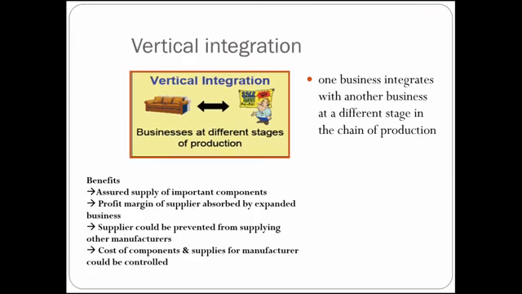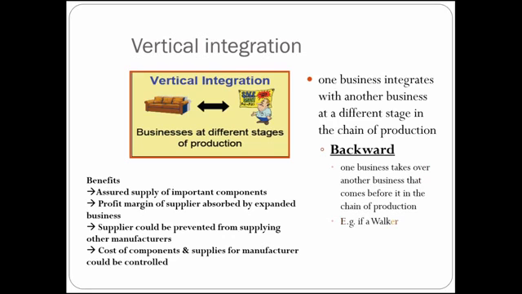The other one in vertical integration is the backward vertical integration. Backward vertical integration is when a business takes over another business that comes before it in the chain of production. So when the factory now decides to merge with the farm, I say this is a backward vertical integration. Or when a seller of furniture decides to merge with the manufacturer of furniture, we say this is also backward vertical integration. So also it's simple to understand.